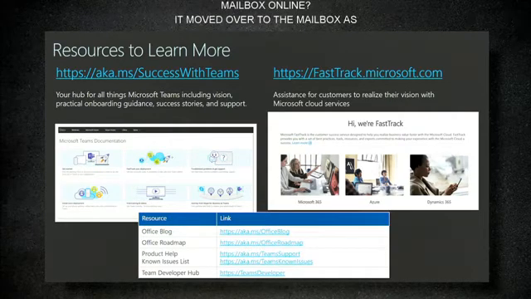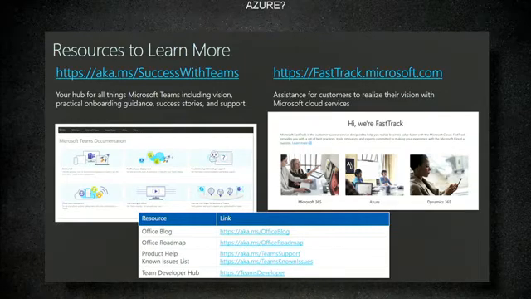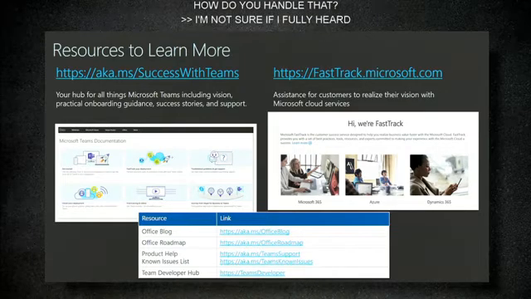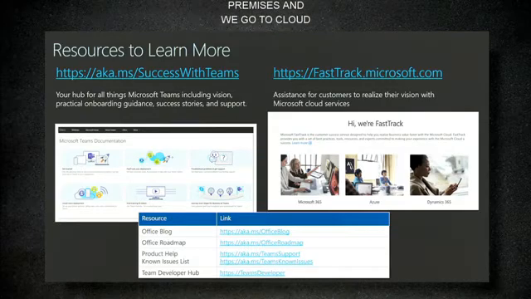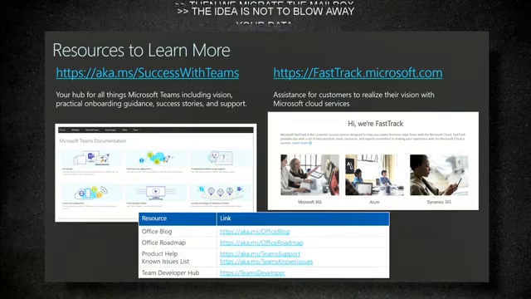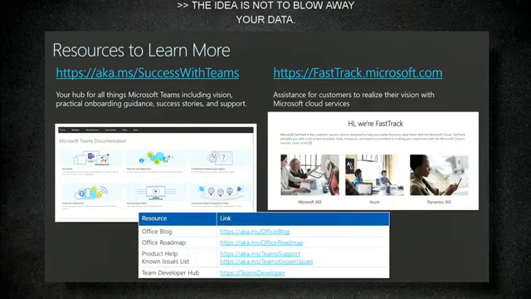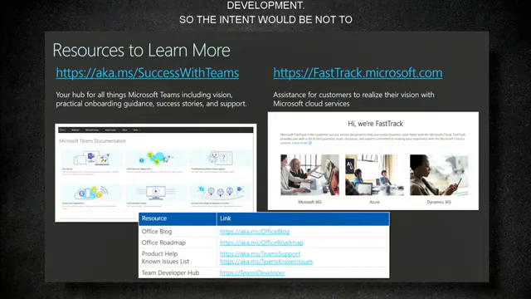I'm not sure if I fully heard the question. If you're on Exchange on premises and we write to cloud storage, and then we migrate the mailbox online, right? The idea is obviously not to blow away your data. Some of this, by the way, is still under development, but certainly the intent would be obviously not to blow away your data and clobber it from the on-prem, that we'd want to do a merge. All right, thank you.